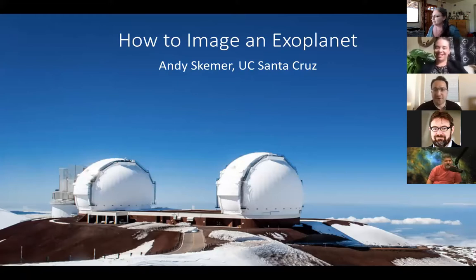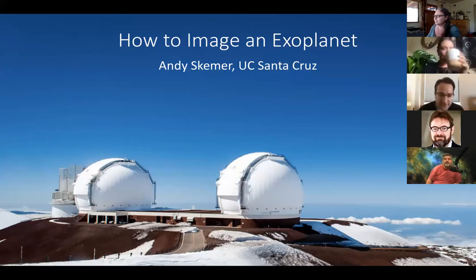My name's Andy Skemer. I'm an associate professor at UC Santa Cruz. I'm going to be talking about how we image exoplanets, which are planets that orbit other stars besides our sun. One of the things about this talk is that the technology involved in how to image an exoplanet is really what's featured here. It's a very difficult problem to see something very, very faint that's very close to something very, very bright. And so this intro image is of the Keck Observatories.